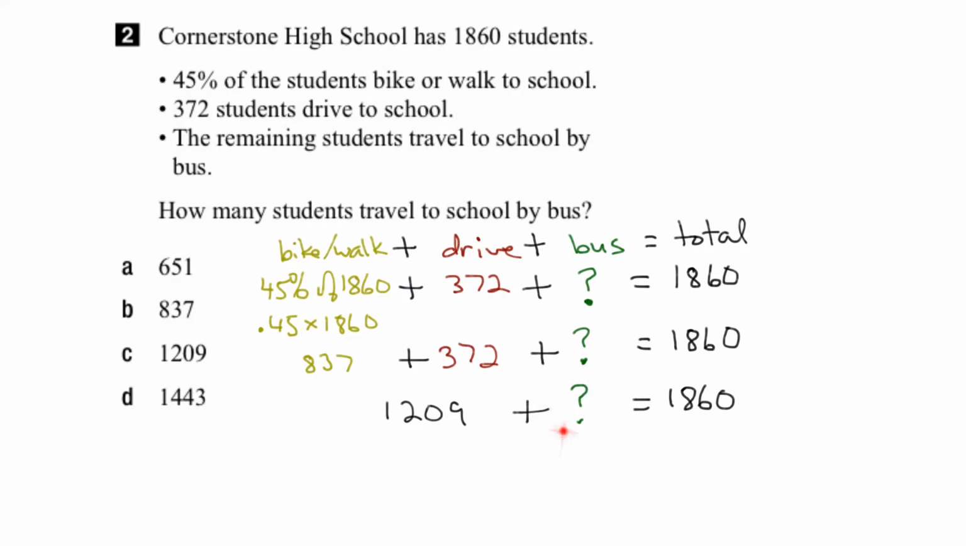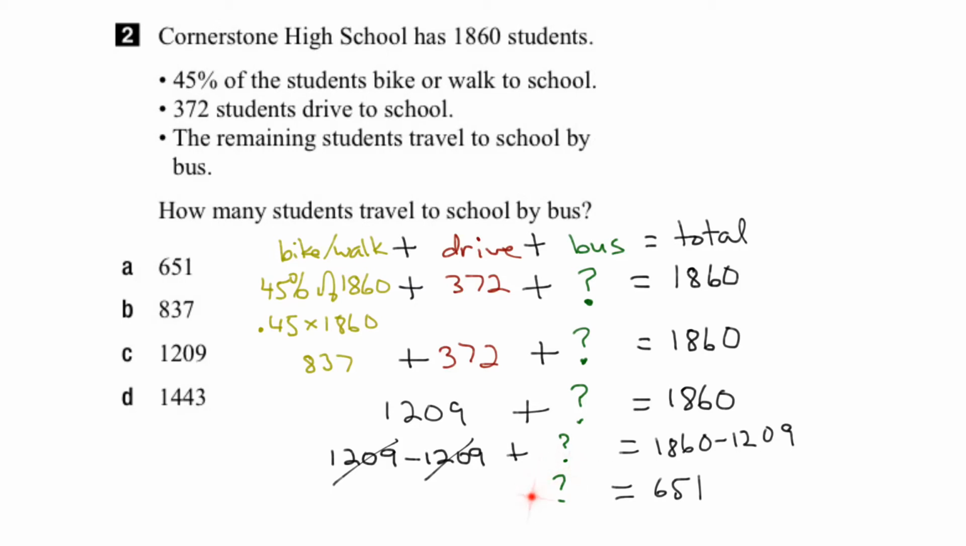Now we want to isolate the question mark, so we have to subtract 1,209 from both sides. And so this would be 1860 minus 1,209. Here we can see that these cancel out. And when we subtract these numbers, we end up with 651.